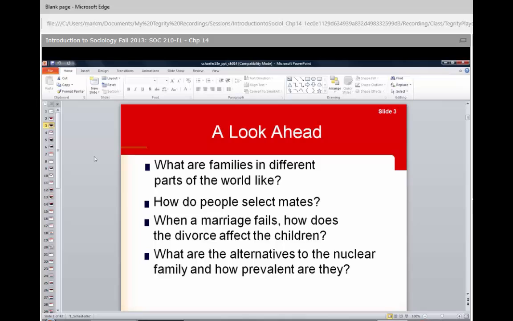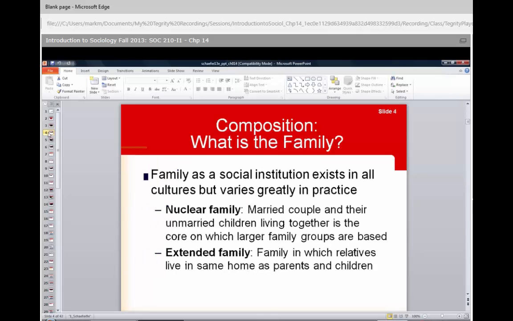This next slide gives us our thoughts to consider. So what do families look like in different parts of the world? You know, it's not just the same as what we think of, and just as we can have different cultures, that also extends to the idea of family. So how do people select mates? What type of criteria do they use, if any? And how does that differ? What about when a marriage fails with divorce? What happens there? How does that affect all the family members? And then what are some different types of the family as opposed, for example, the nuclear family and the different variations we might find.